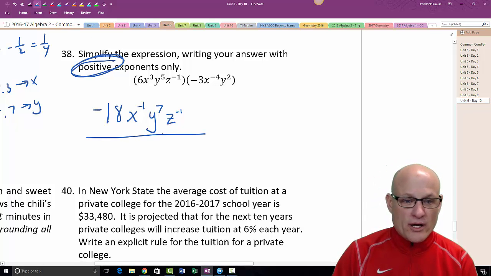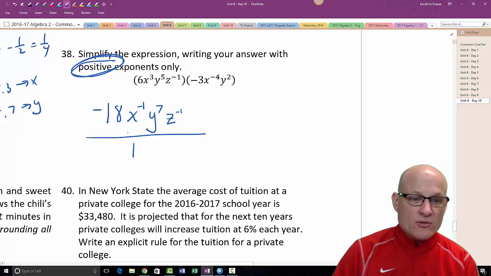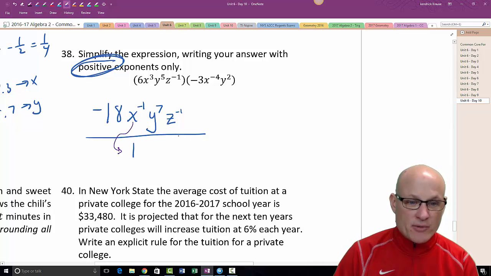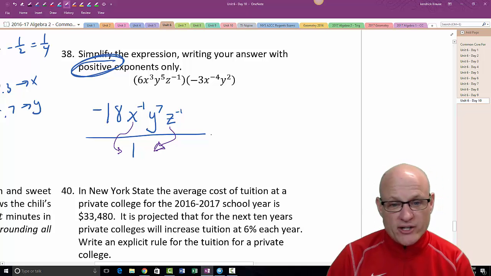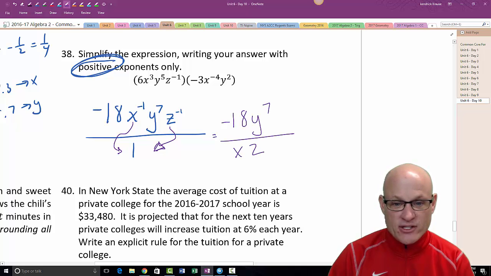This is really over 1. So what happens? Well, this, because it's negative, has to come down here, and this, because it's negative, has to come down here. And when they move, they get changed in exponents. So this is really equal to negative 18 y to the 7th, and the x and the z come down.